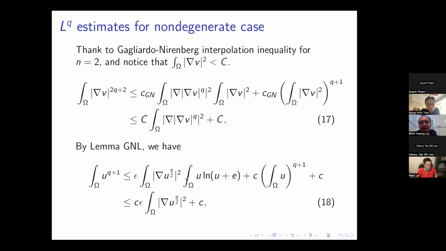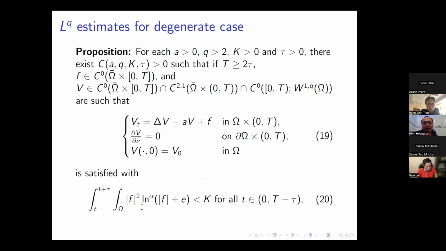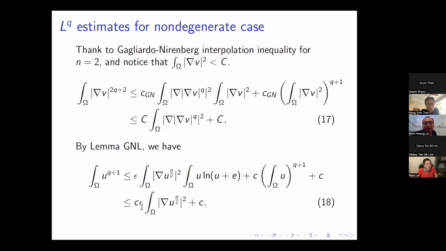So it turns out we can replace the function by u log u. If we use that, we already have this, right? Then this one is less than C epsilon, and we can choose epsilon sufficiently small, and we have what we need. So this is the L^q estimate for the non-degenerate case.